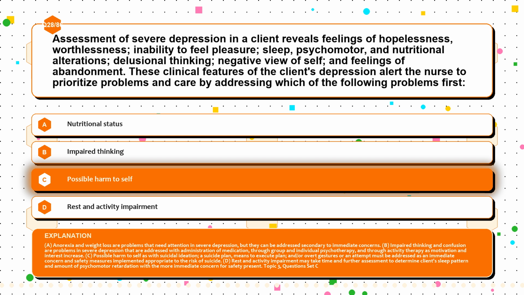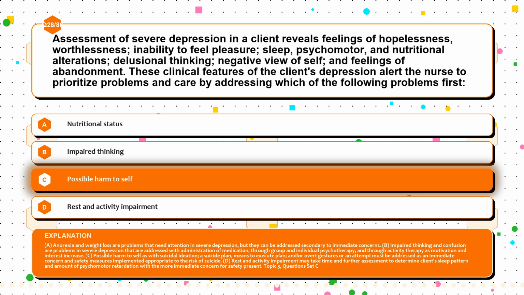Possible harm to self, as with suicidal ideation. A suicide plan, means to execute the plan, and/or overt gestures or an attempt must be addressed as an immediate concern and safety measures implemented appropriate to the risk of suicide. Rest and activity impairment may take time and further assessment to determine the client's sleep pattern and amount of psychomotor retardation, with the more immediate concern for safety present.